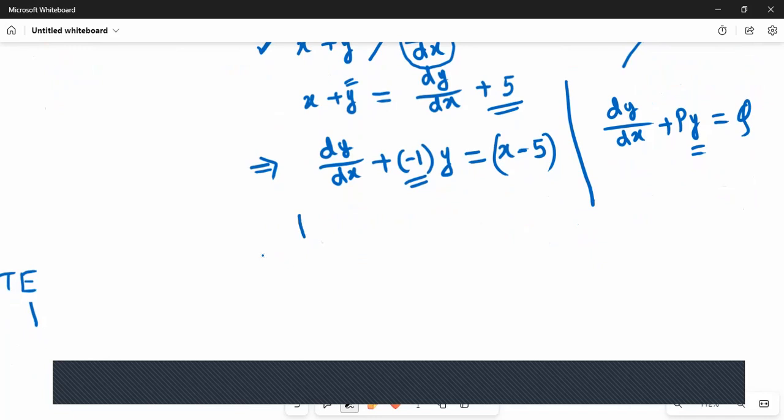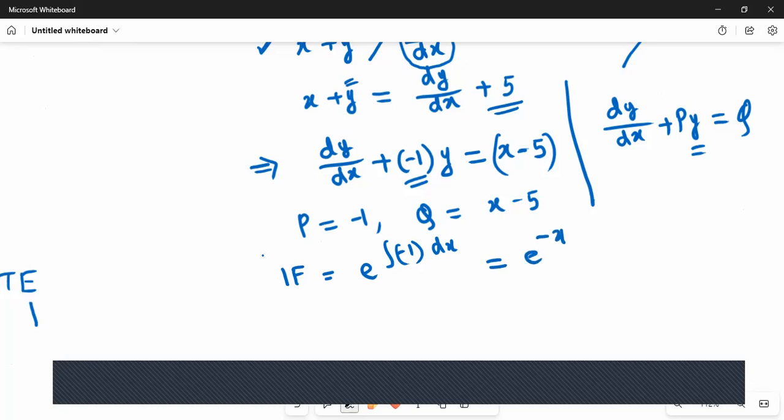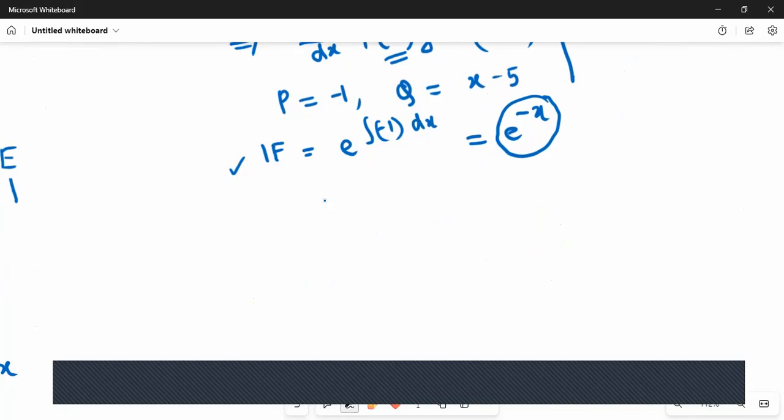So we write p equal to minus 1, q equals x minus 5. Then we find the integrating factor, which is e to the power of integration of minus 1 dx. So how much is that? e power minus x. So e power minus x becomes your integrating factor. So then we will go for the general solution.